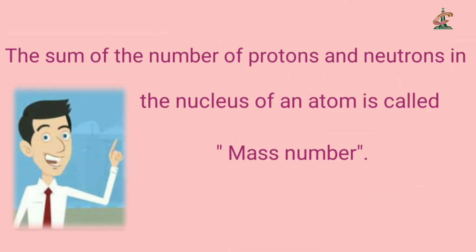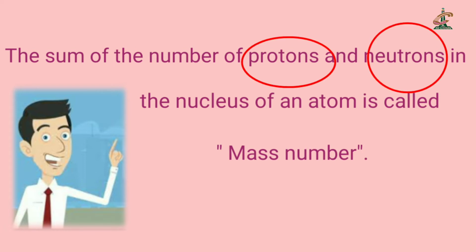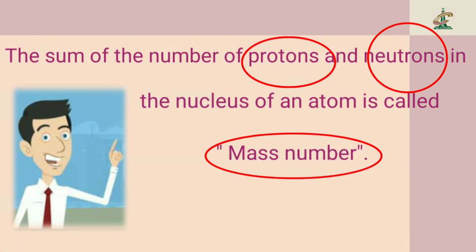First of all, here we have the definition of mass number. The sum of the number of protons and neutrons in the nucleus of an atom is called mass number. Now let's understand this definition with a very simple example.